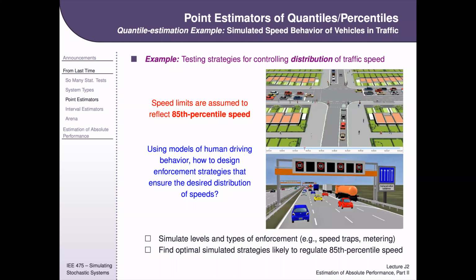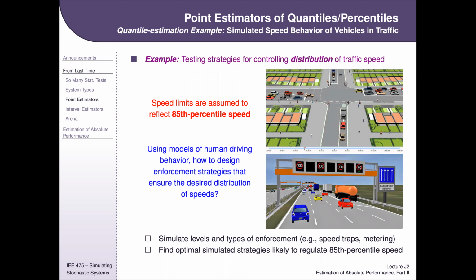Based on my enforcement strategies, like how often I show signs or how often cops show up on the road, I'm going to see different distributions of speed from my simulation. I can say across all my cars, what's my distribution of speeds at any particular instant, or I could average over time. And so I get a distribution of speeds across these cars.